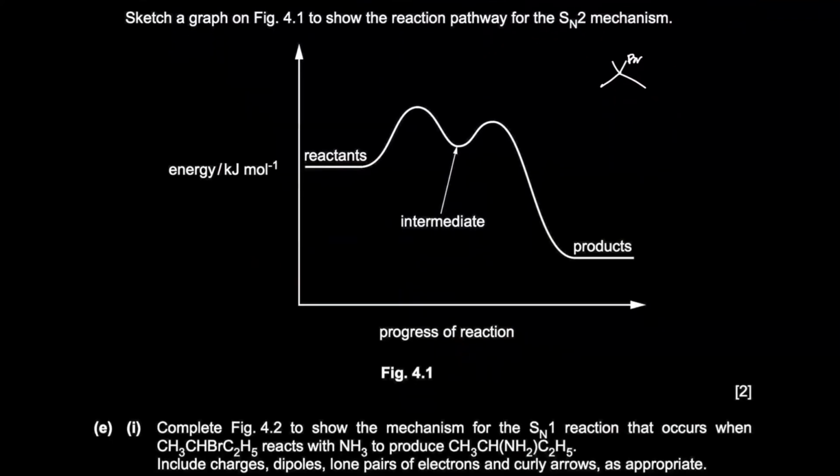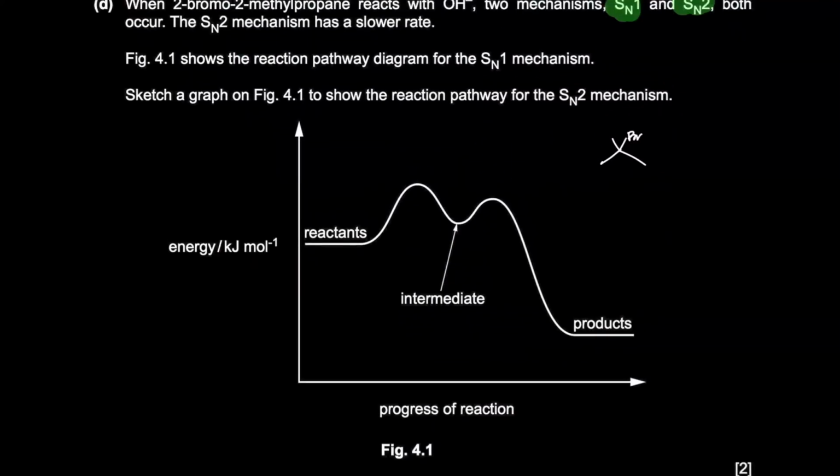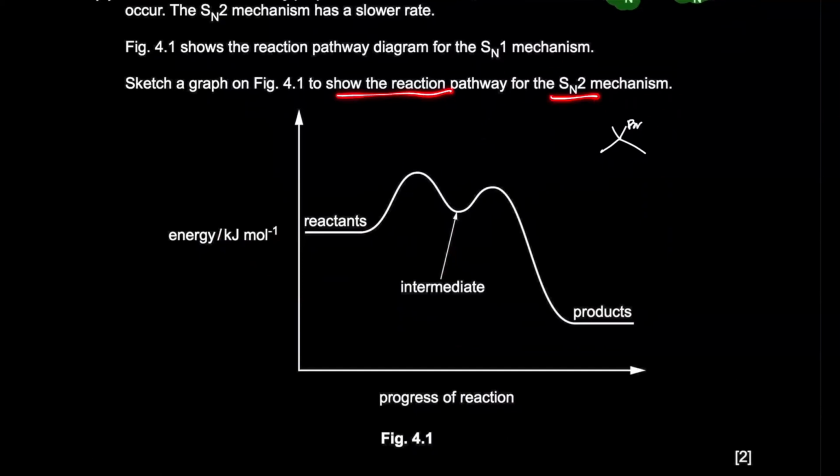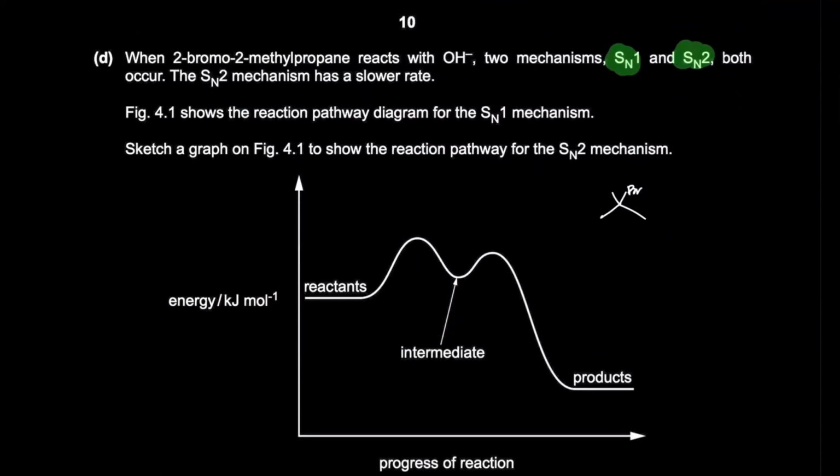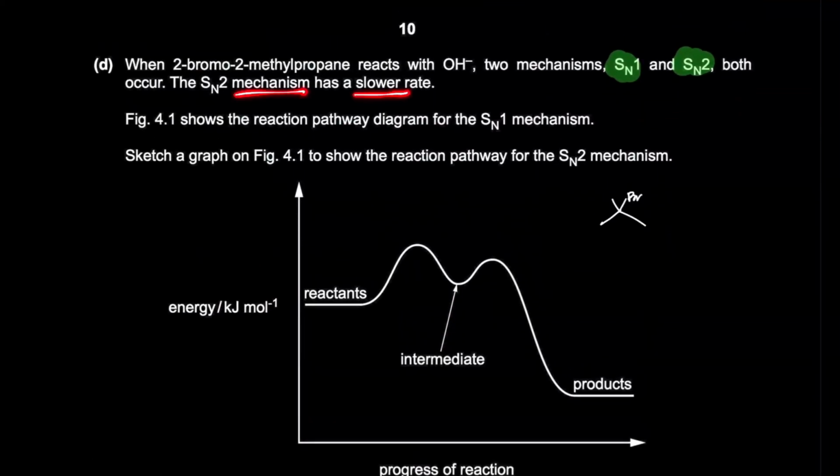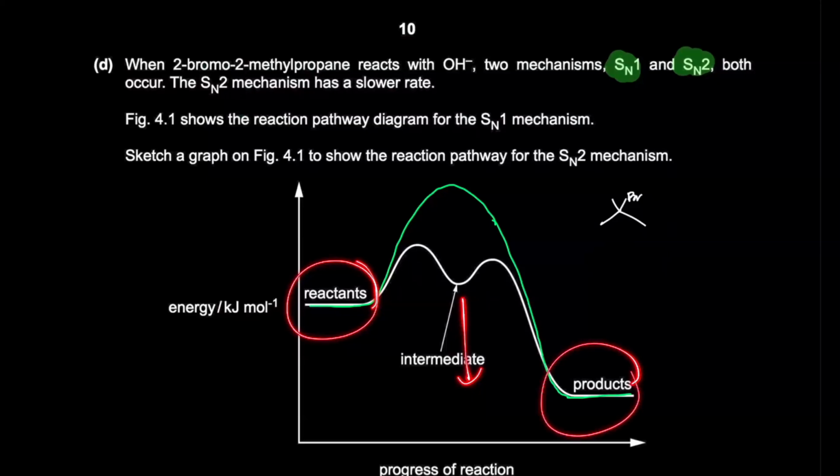Complete figure 4.2. First it says sketch a graph to show the reaction pathway for the SN2 mechanism. Now the SN2 mechanism has a slower rate, obviously, because tertiary halogenoalkanes favor SN1. So SN2 would have a higher activation energy, and it's a one-step mechanism. Just remember that. The overall enthalpy change would be the same because you have the same reactants and same products, but a much higher activation energy.